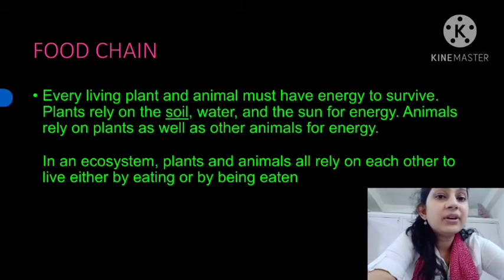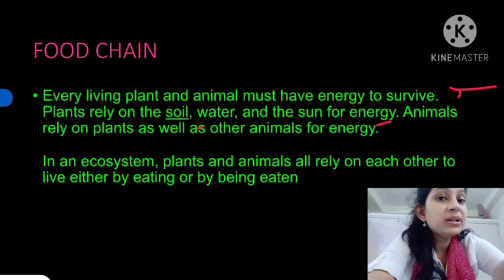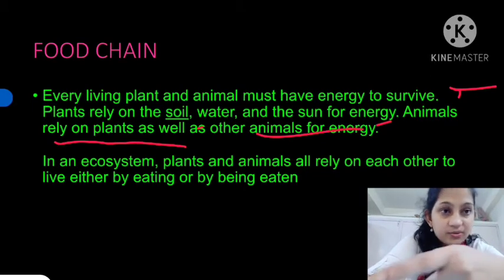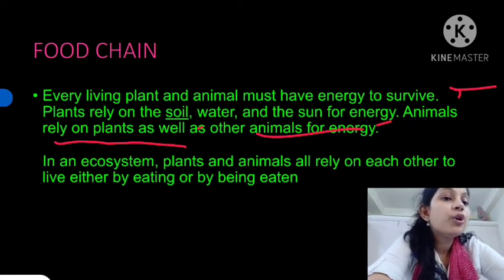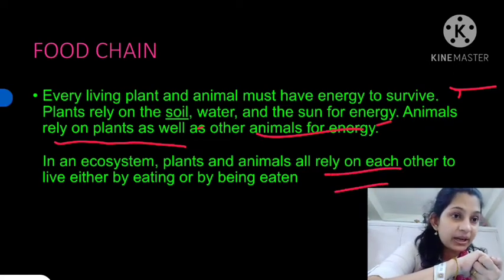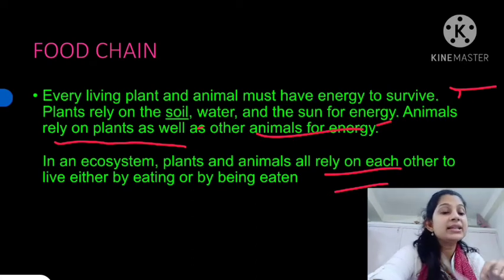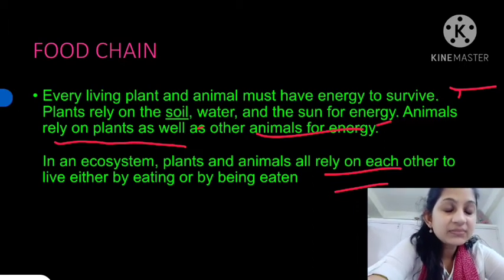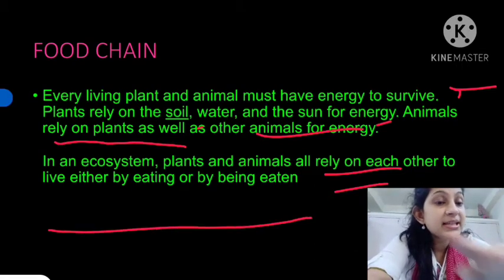See here, every living plant and animal must have energy to survive. Plants rely on soil, water and sun for energy, and animals rely on plants as well as other animals for energy. That is what I was talking about right now. In an ecosystem, plants and animals all rely on each other. They are interdependent, isn't it? To live, either by eating or by being eaten. One is eating another, or another one is being eaten by the first one. This is called a food chain. An important thing here is that a food chain is always linear.